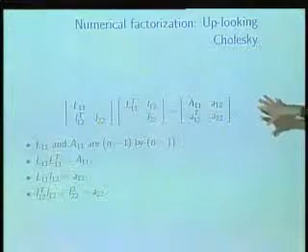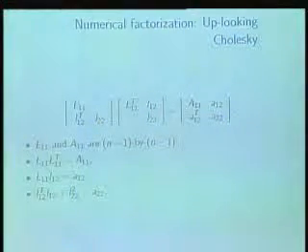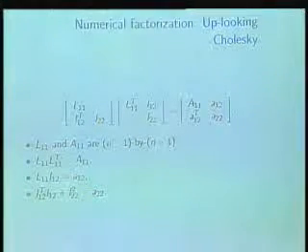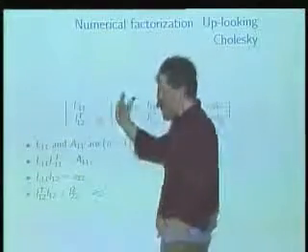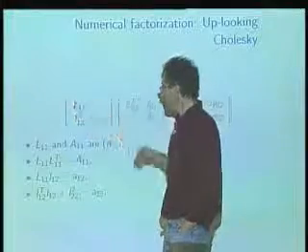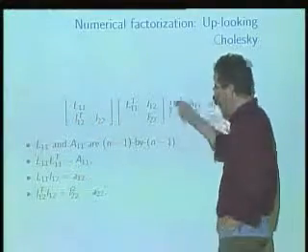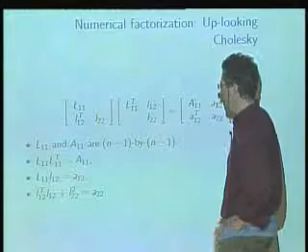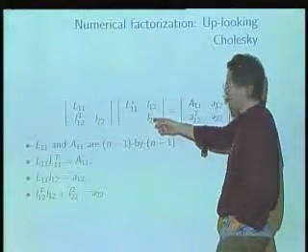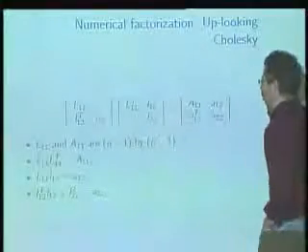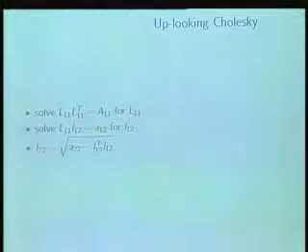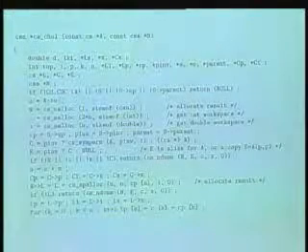So we left off looking at this algorithm numerically. It's the up-looking Cholesky factorization. And it's based upon, if you recall, this particular Cholesky is based upon the triangular solve to compute this last column of the L matrix and then a dot product and a square root to compute L22. So that gives us this algorithm here, and then here's the implementation of it.